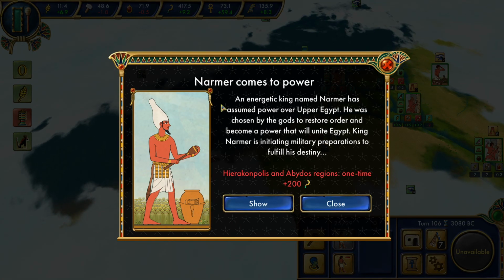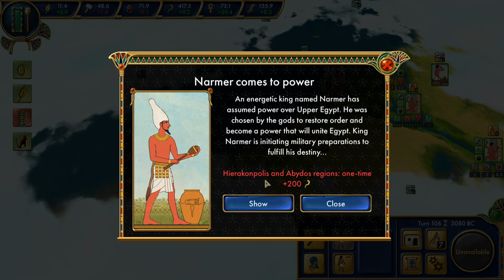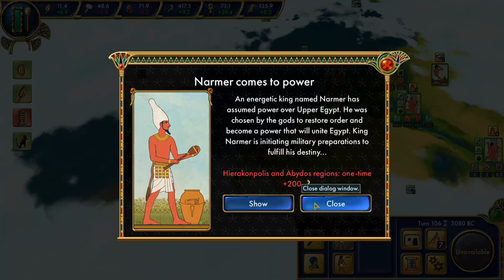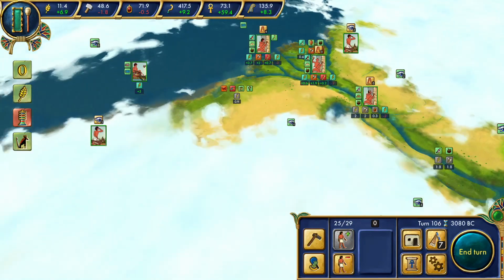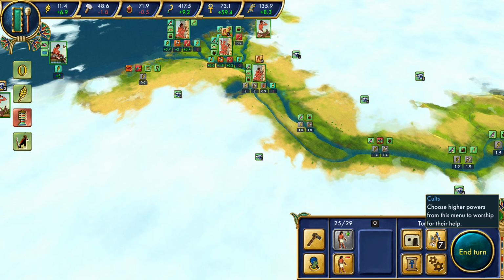And we now have a new named historical person. Narmer comes to power, energetic king, assuming power over Upper Egypt, chosen by the gods to restore order and unite Egypt, initiating military preparations to fulfill his destiny. Hierakonpolis and Abydos, we've seen those areas before. 200 army, that's not a small amount. And not a whole lot else going on.